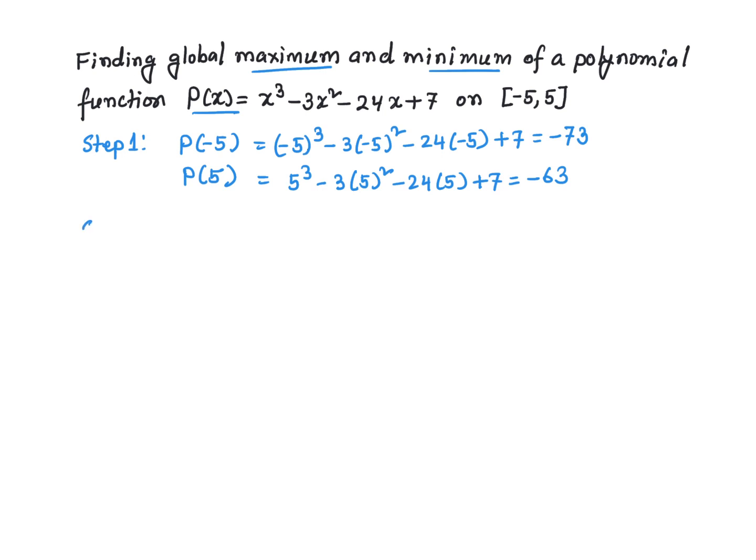Now step 2, you need to find the derivative of this function. That means p prime of x and set it equal to 0 to find the critical points. So in essence, by setting that derivative to 0, you are finding the critical points.